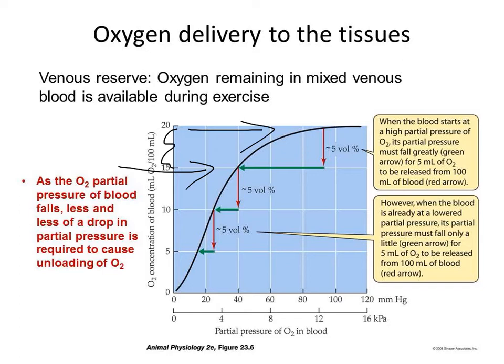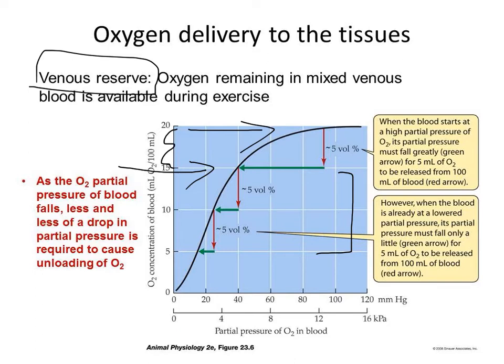Now, what happens to this remaining amount of oxygen in the blood? Well, this is what's called the venous reserve. And ultimately, the venous reserve can be utilized in extraneous situations such as exercise. So it's additional oxygen that can be released under certain conditions such as exercise.